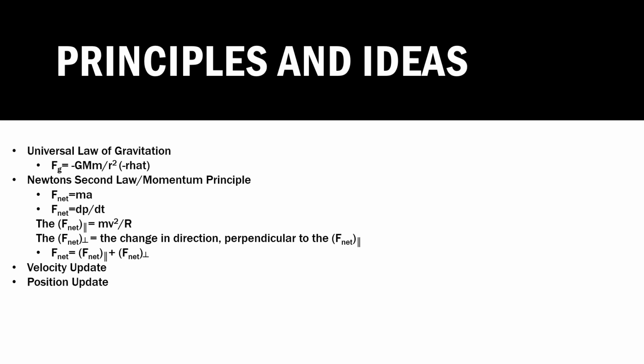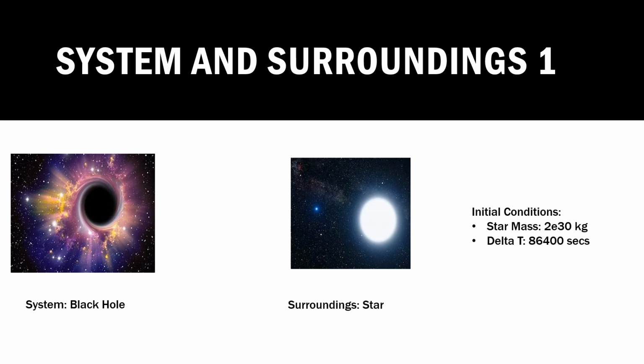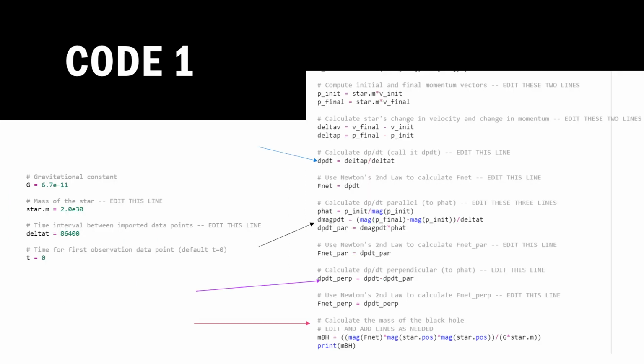Along with these two, we need to keep using our velocity update and our position update formulas to determine the movement within this experiment. And finally, we're going to be assuming that the only forces acting on the objects are gravity due to the fact that we are in space. The system and surroundings for the first part of this experiment are going to be the system as the black hole and the surroundings as the star, with the initial conditions that the star's mass is 2 times 10 to the 30th kilograms, and delta t is going to be 86,400 seconds, or 1 day.